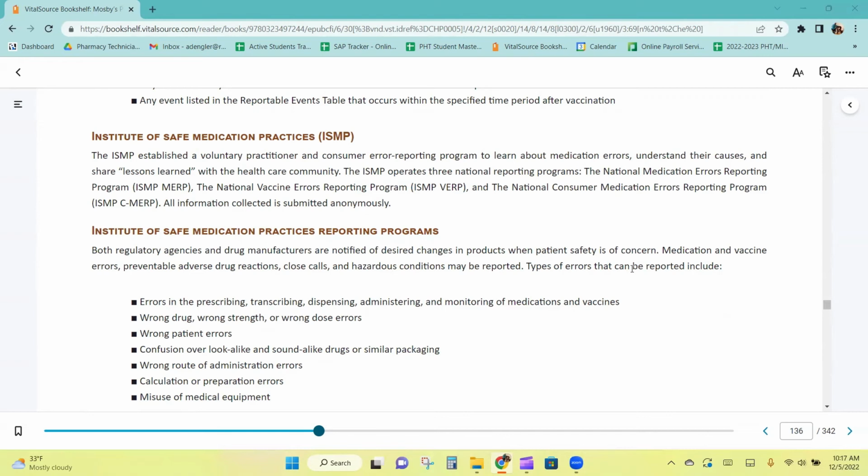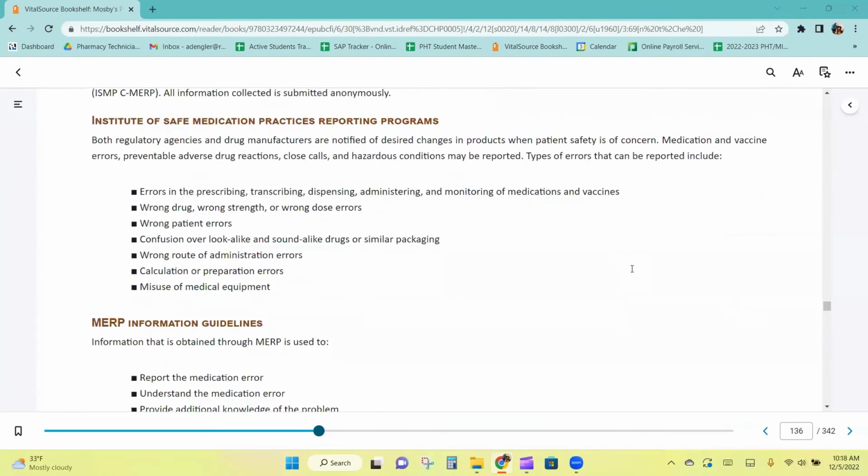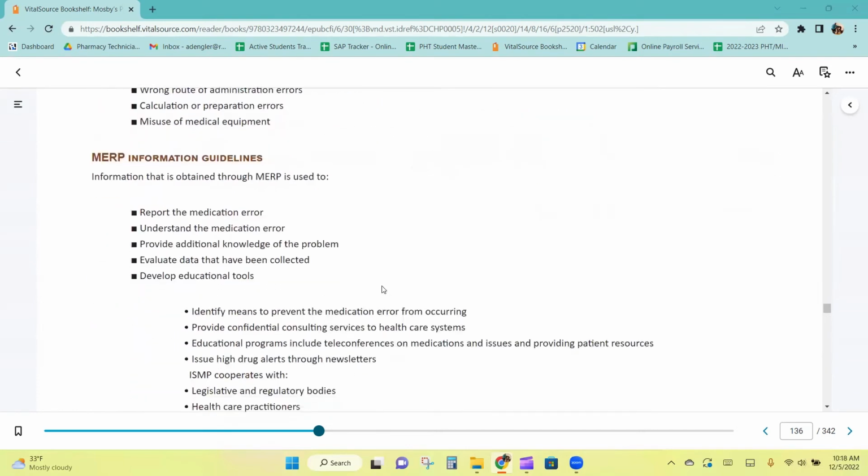So both regulatory agencies and drug manufacturers are notified of desired changes in products when the patient's safety is of concern. Medication and vaccine errors, preventable adverse drug reactions, close calls, and hazardous conditions may be reported. Types of errors that can be reported include misuse of medical equipment, calculation or preparation errors, wrong route of administration errors, confusion over look-alike, sound-alike drugs or similar packaging, wrong patient errors, wrong drug, wrong strength, or wrong dose errors, and errors in prescribing, transcribing, dispensing, administering, and monitoring of medications and vaccines.